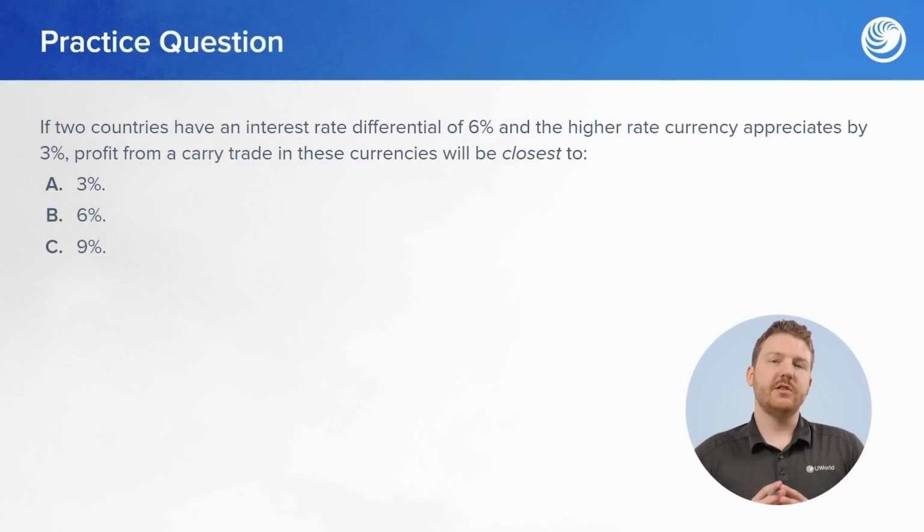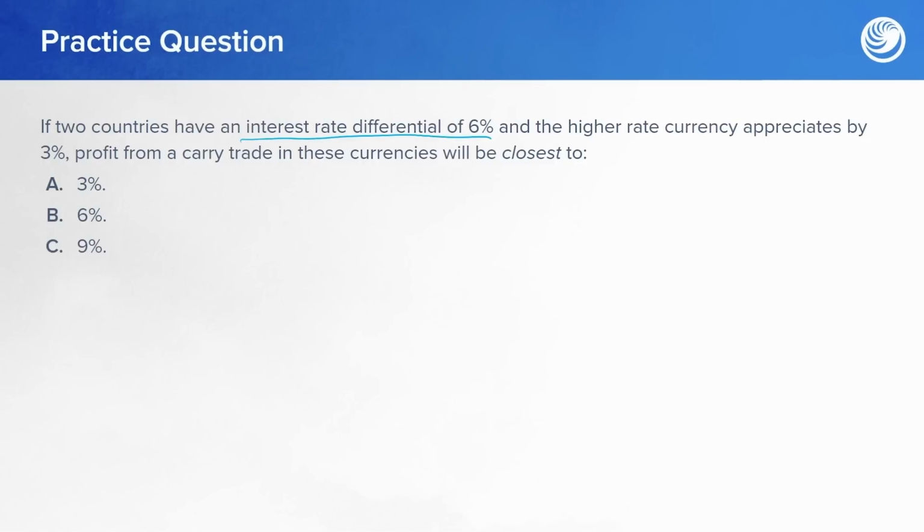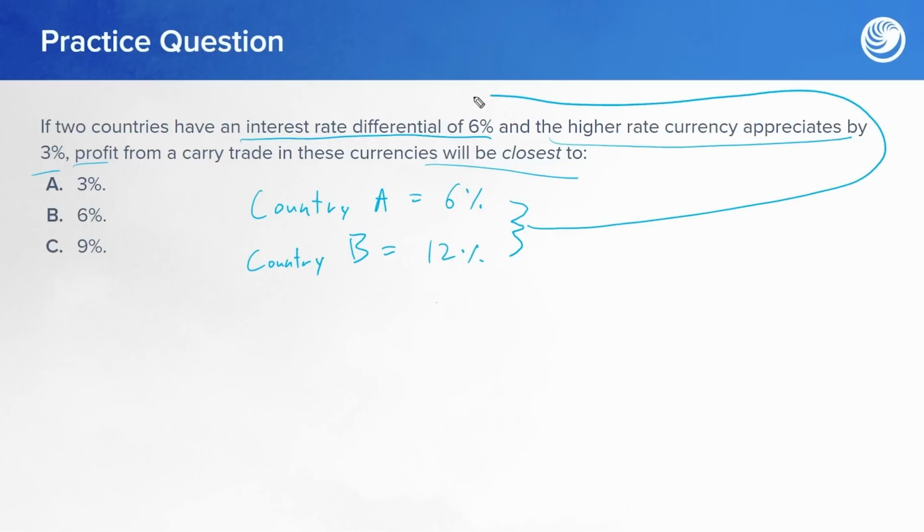Now let's implement this with a practice problem. We're told that if two countries have an interest rate differential of 6% and the higher rate currency appreciates by 3%, profit from the carry trade in these currencies will be closest to what? So let's think about this for a sec. They have a 6% interest rate differential between two countries. We can say country A and country B. So just as an example, their interest rate differential is 6%, which means that one should be 6% higher than the other. So let's just do an example interest rate. Let's say A's interest rate is 6% and B's interest rate is 12%. This reflects our differential right here.